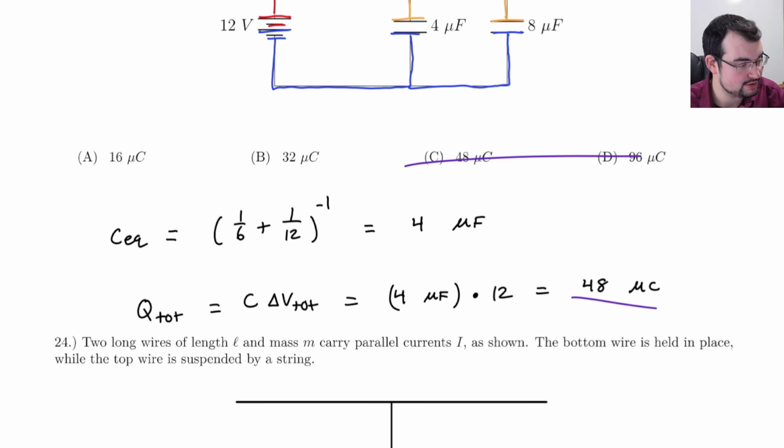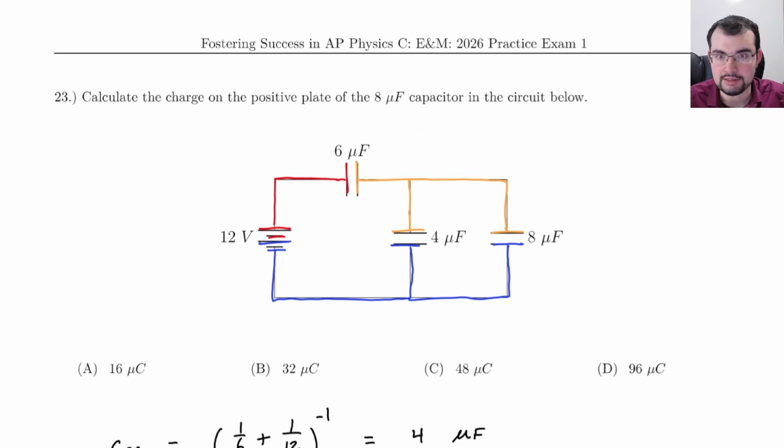It actually eliminates these two, because what's going to happen is, just like current splits via the junction rule, charge also splits via its own junction rule. So we actually know that our charge would be 48 microcoulombs on the 6, and then it's going to somehow sort of split along these branches. So we also have to use the loop rule that delta V across a capacitor is Q over C.